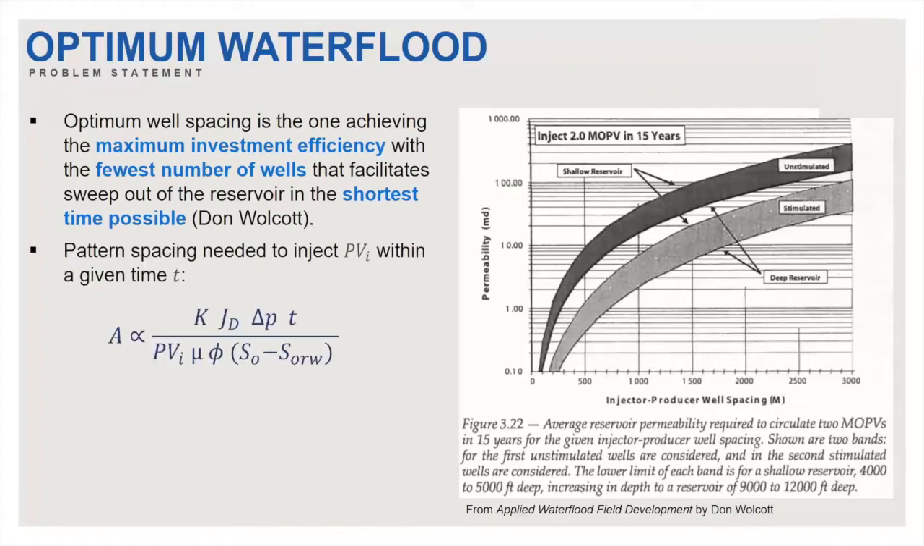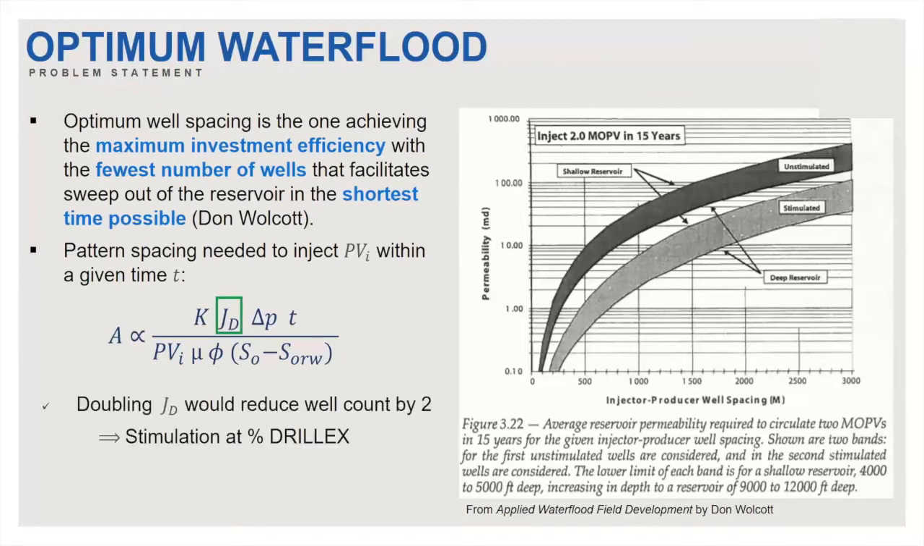And by rearranging Darcy's law, we can get this convenient formula that gives the maximum technical well spacing to inject a certain pore volume, PVI, within a certain time frame, T. And you can observe from this formula that the well spacing is both a function of reservoir properties, so things we have really no impact on, and engineering slash operational practice. So we see, for example, that doubling the dimensionless productivity could reduce the well count by a factor of 2.